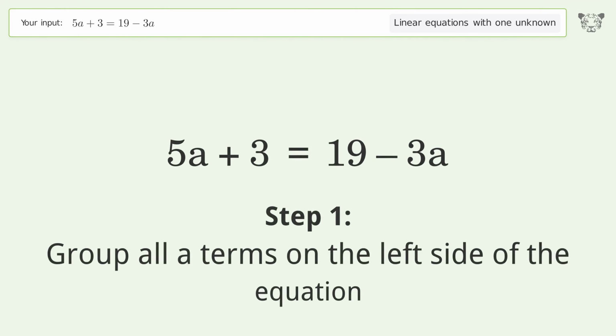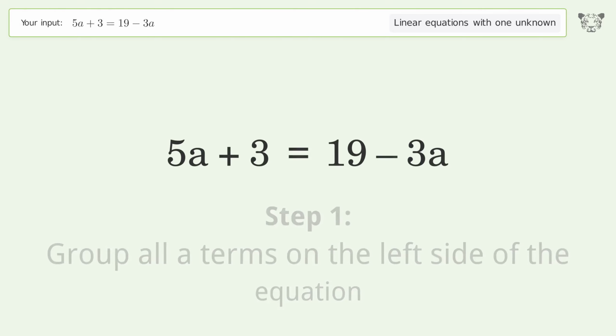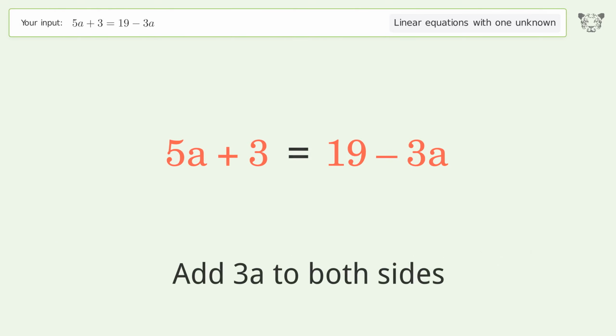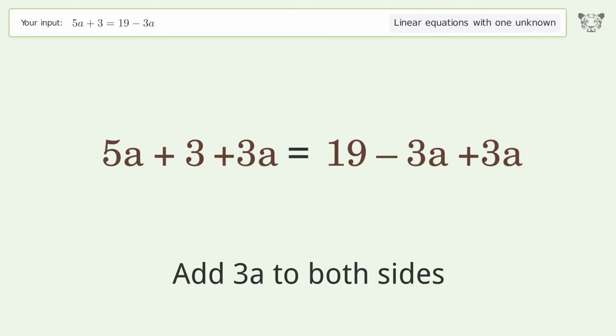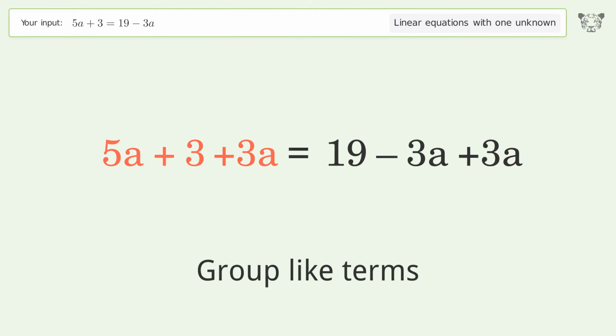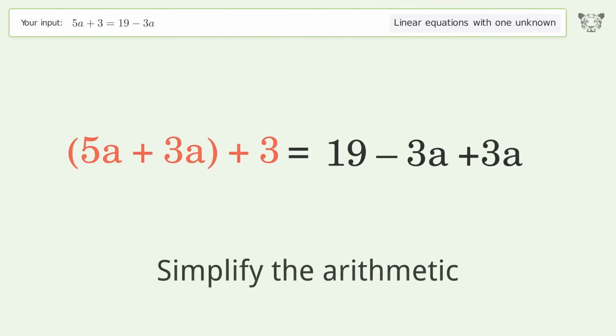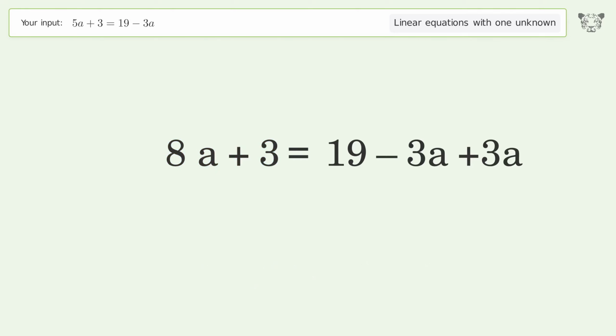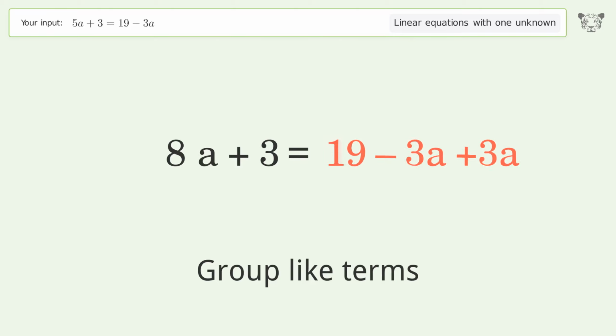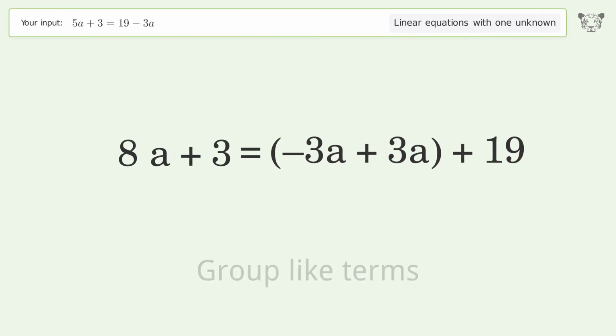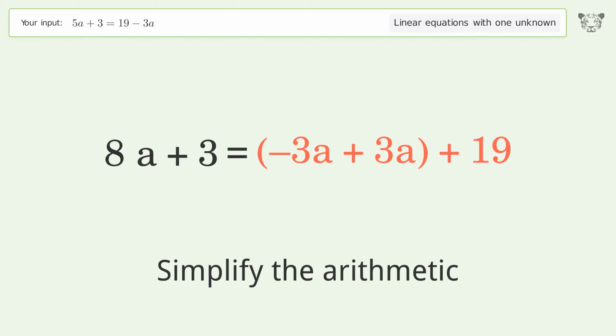Group all a terms on the left side of the equation. Add 3a to both sides. Group like terms. Simplify the arithmetic. Group like terms. Simplify the arithmetic.